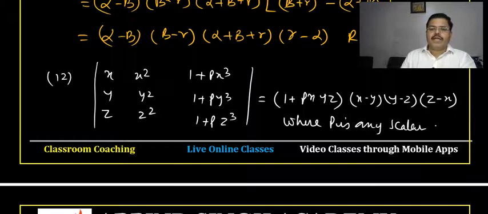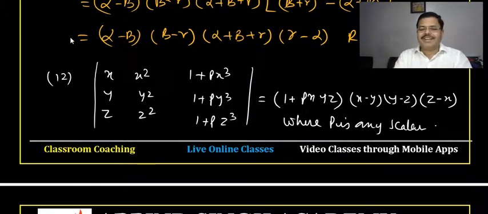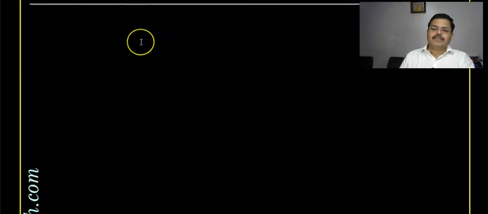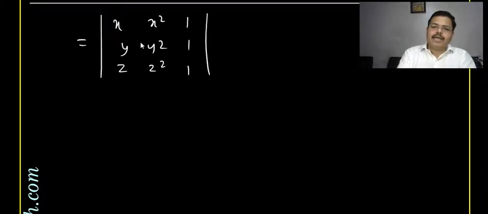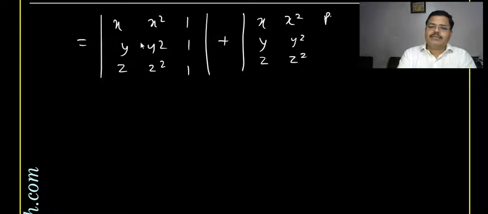This is the question. We have learned the properties of determinants, that if any row or column of a determinant is a sum of two or more elements, then it can be split into a sum of two or more determinants. So we can split it into the determinant x, y, z; x square, y square, z square; 1, 1, 1, and then the determinant x, y, z; x square, y square, z square; and px, py, pz, and that will be there.